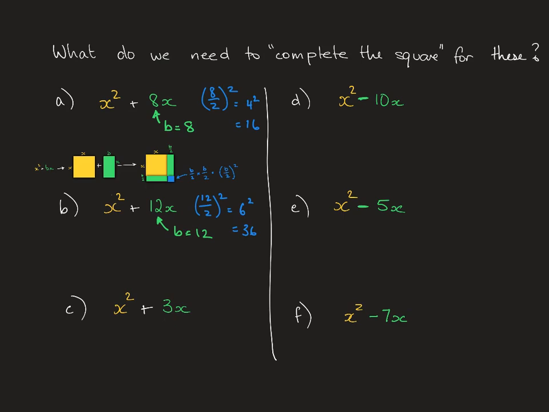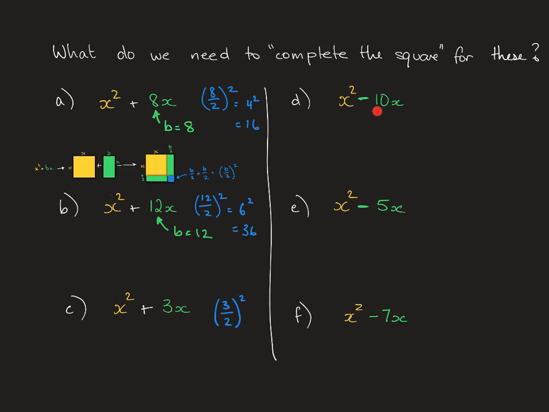So we need to divide that 3 by 2, and then the area of the square that we need to add in is 3 over 2 squared. Normally you would just leave it like that, you wouldn't expand it out. So let's have a look at some of the ones on the other side.